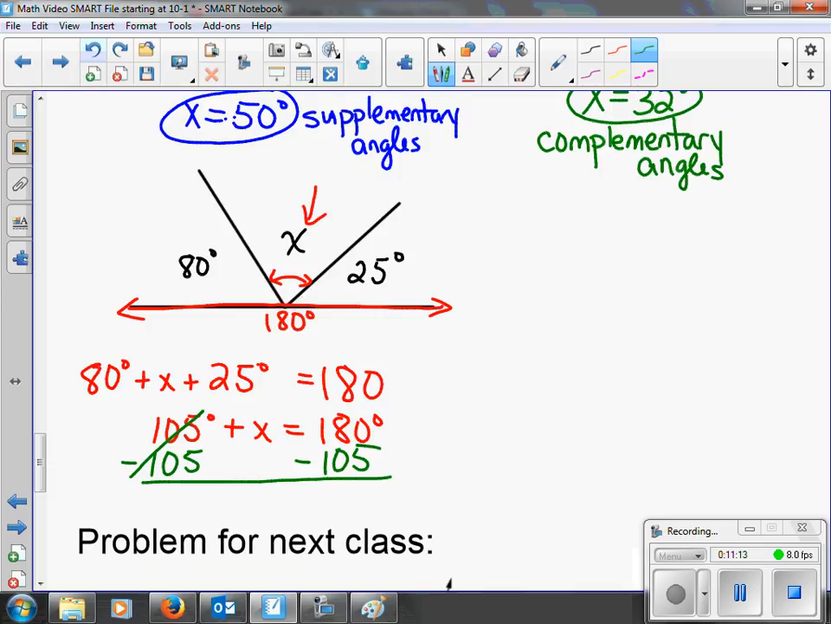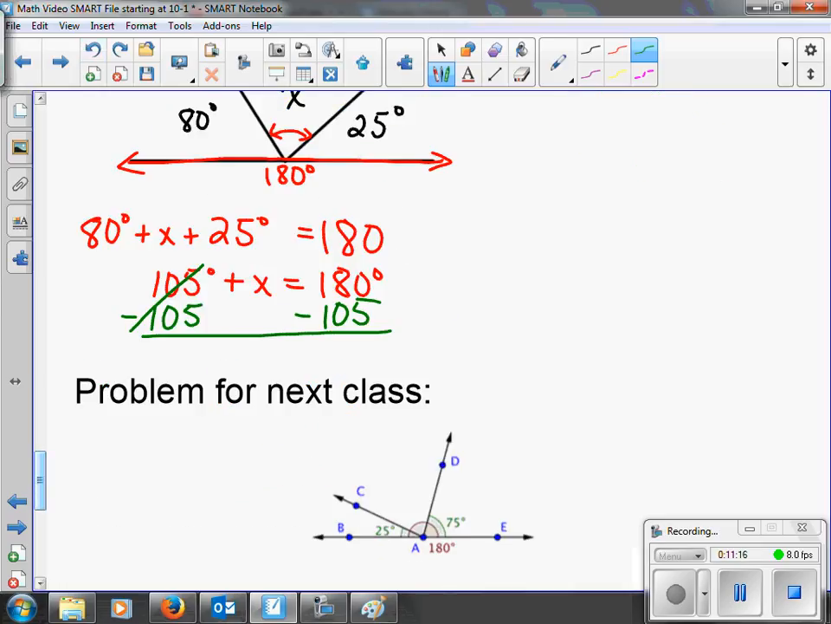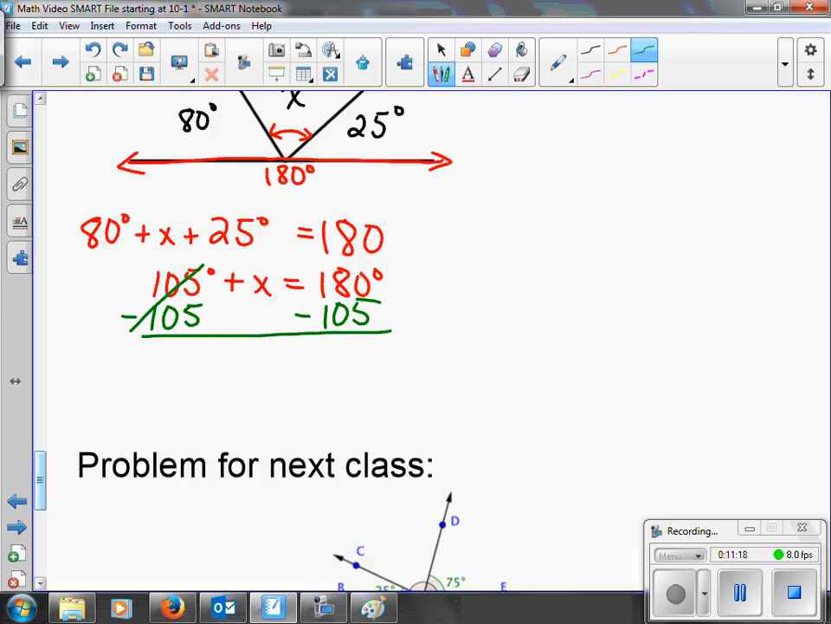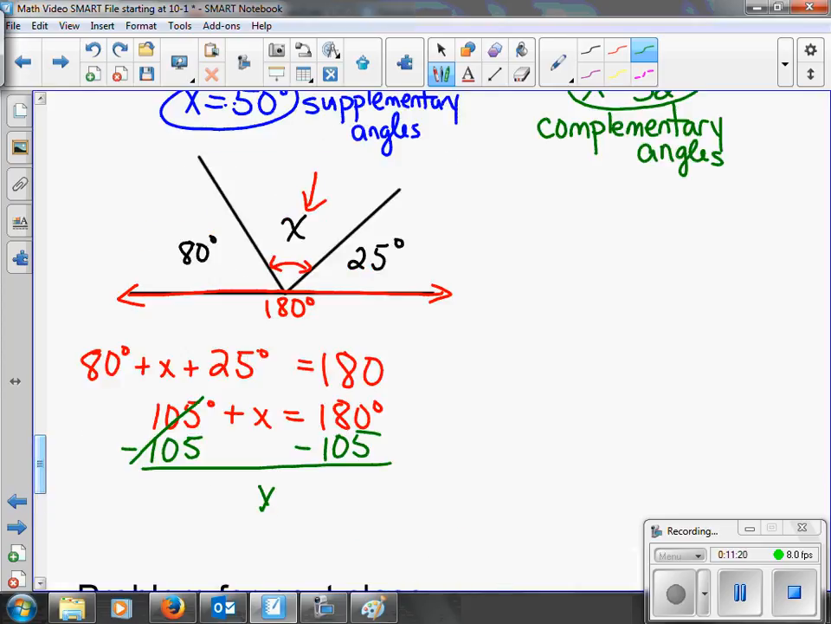I'm running into my own problem. Okay, so I get x equals what? What does x have to be for everything to equal 180 degrees? Okay, I have to borrow. Make that a 10. 10 minus 5 is 5. 7 minus 0 is 7. And then 1 minus 1 is 1. So x equals 75 degrees. X equals 75 degrees. Okay?